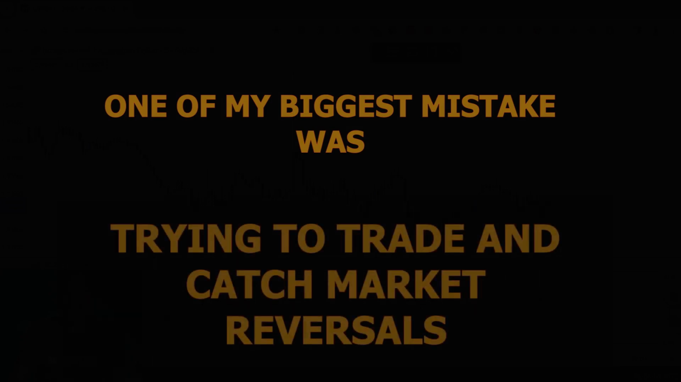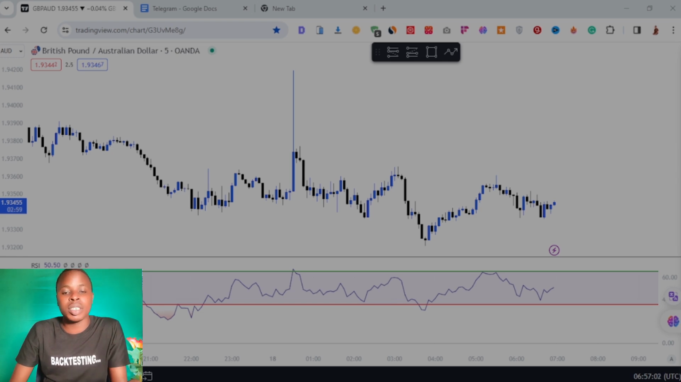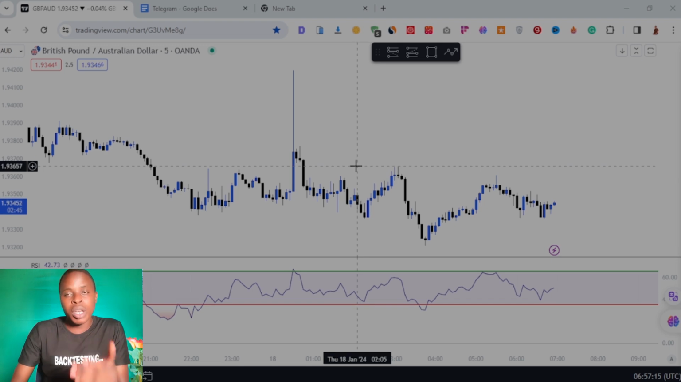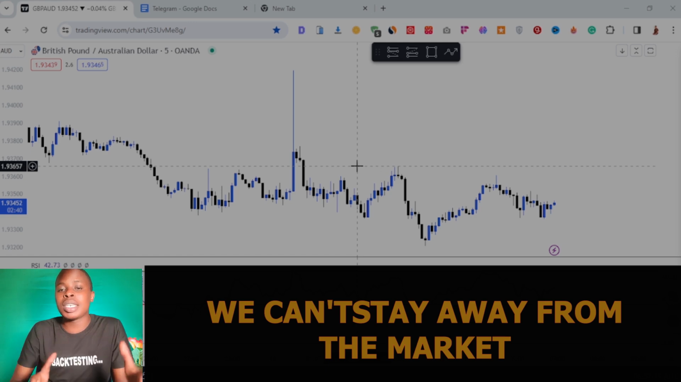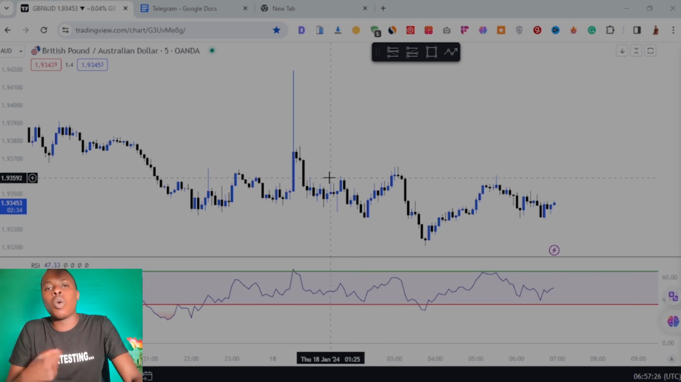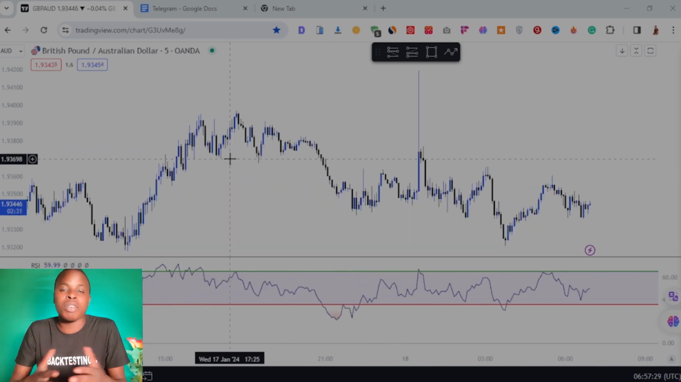One of the biggest mistakes that I've ever made as a trader is trying to catch market reversals. You see, it's very tempting to try to catch reversals in the market. Why? Because you think that if you catch a reversal, you are going to get a very big move. But the truth is, most of the traders who try to do this, especially as beginners, are likely going to fail. Why? Because number one, we have emotions. Number two, we can't stay away from the market for a long time. So we don't have the patience to say, I'll wait for the market to reach this level before I place a trade.